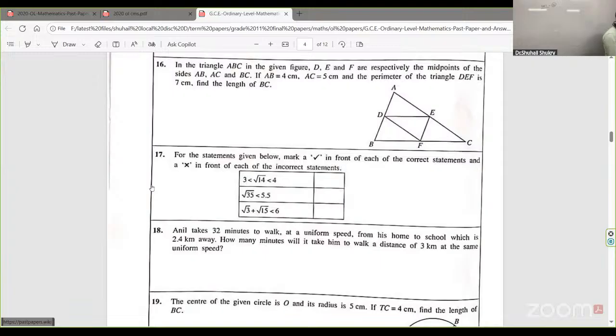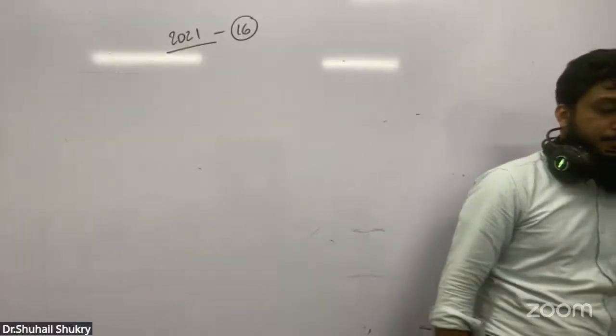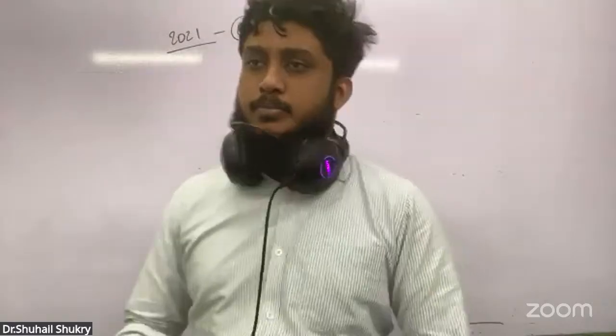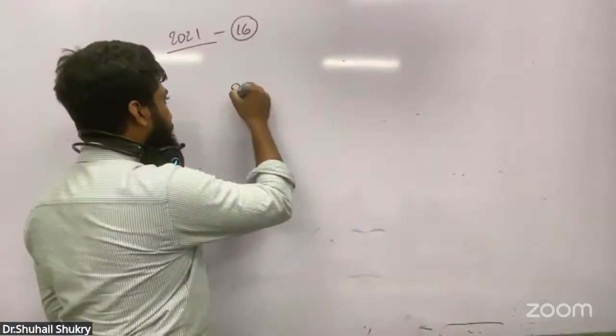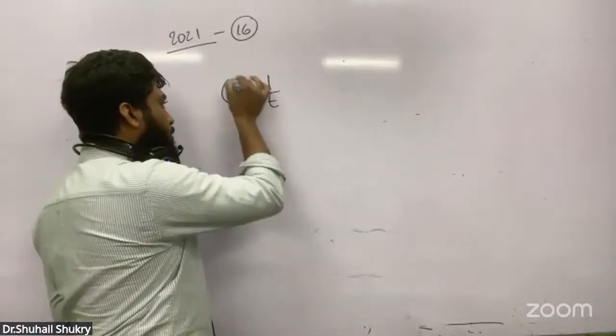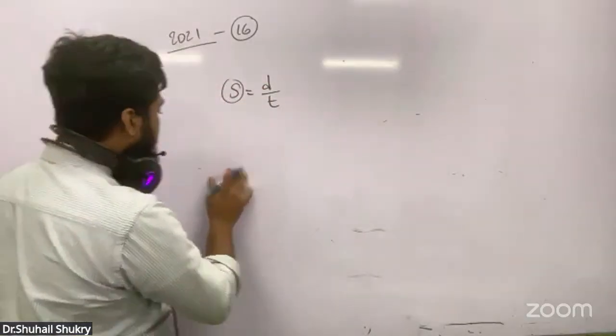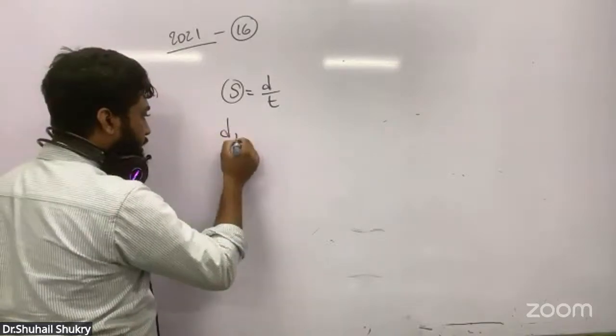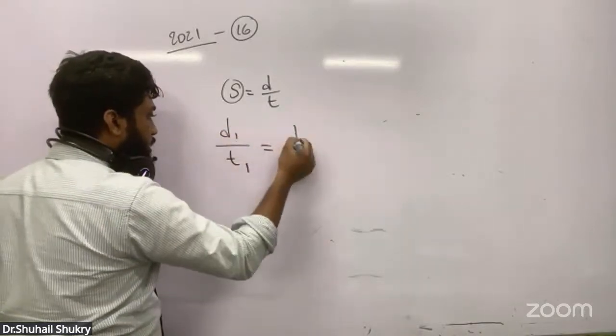So, what is the formula for speed? Speed equals distance over time. Carefully remember this to do things easily, right? Speed equals distance over time. So in both cases the speed is the same. So I can write like this: D1 over T1 equals D2 over T2.